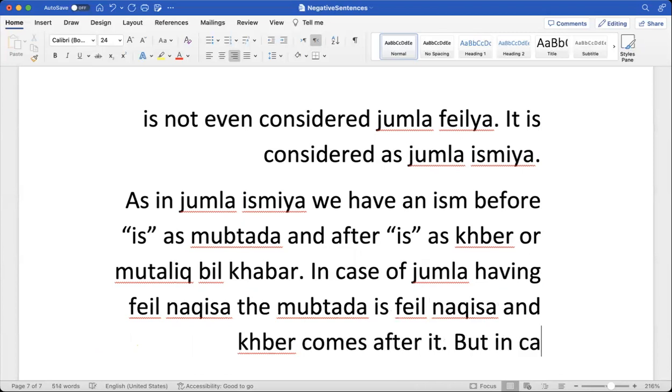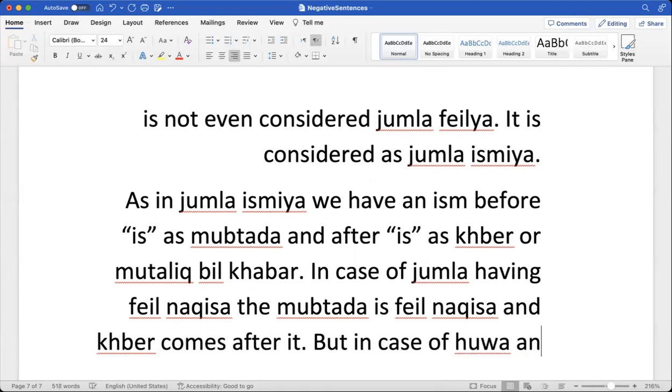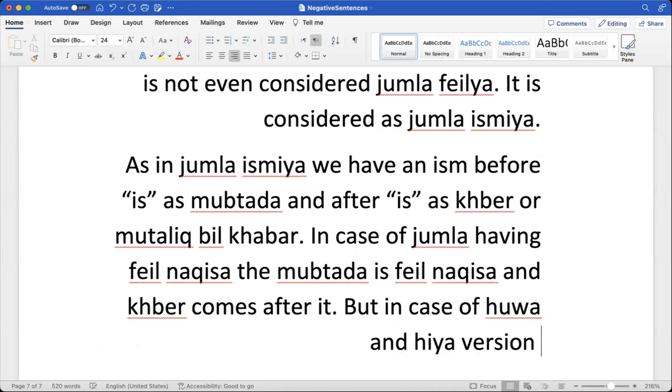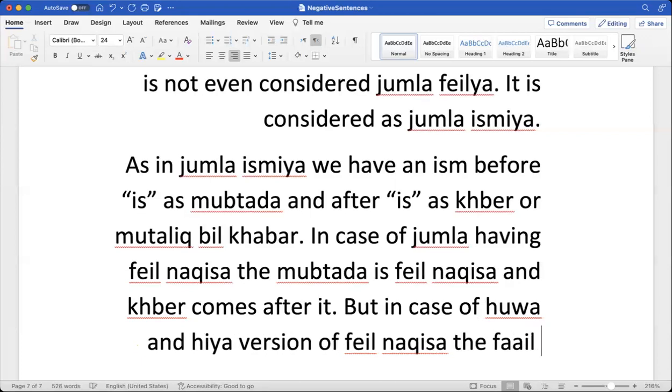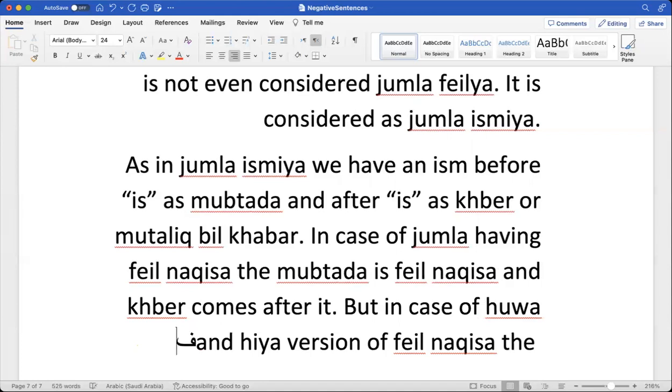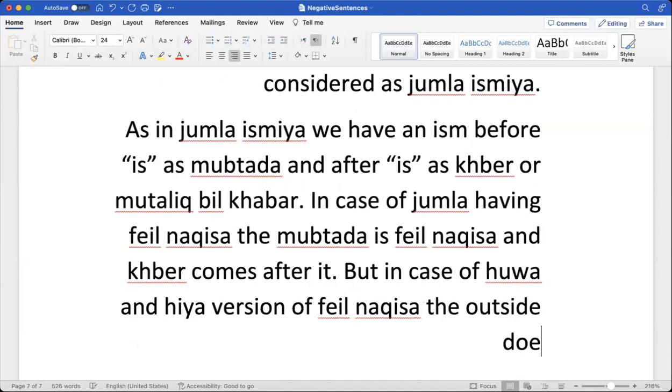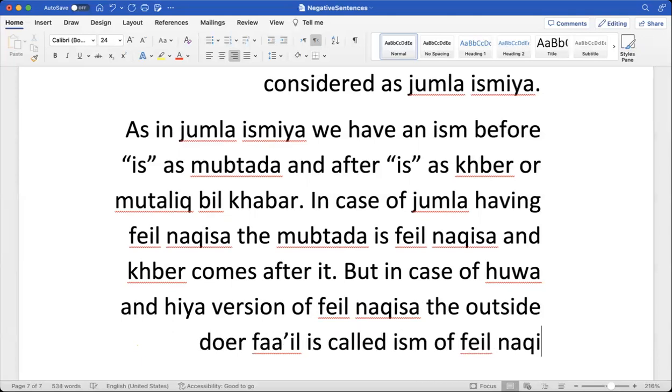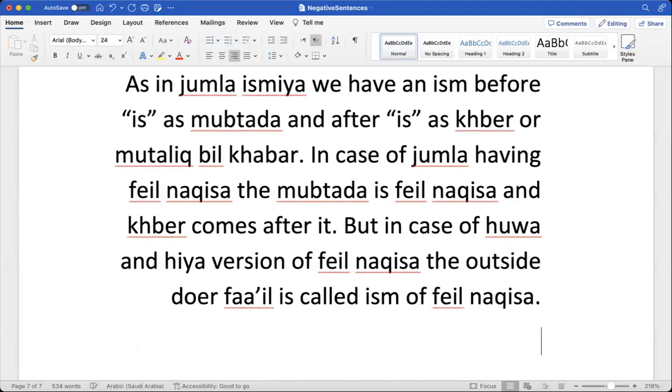But in case of Hua and Hiya version of fi'il Naqisa, the fa'il, or the outside doer, right? That's not right, okay. It is called ism of fail naqis. Ism of fail naqis. Let me show you this example.